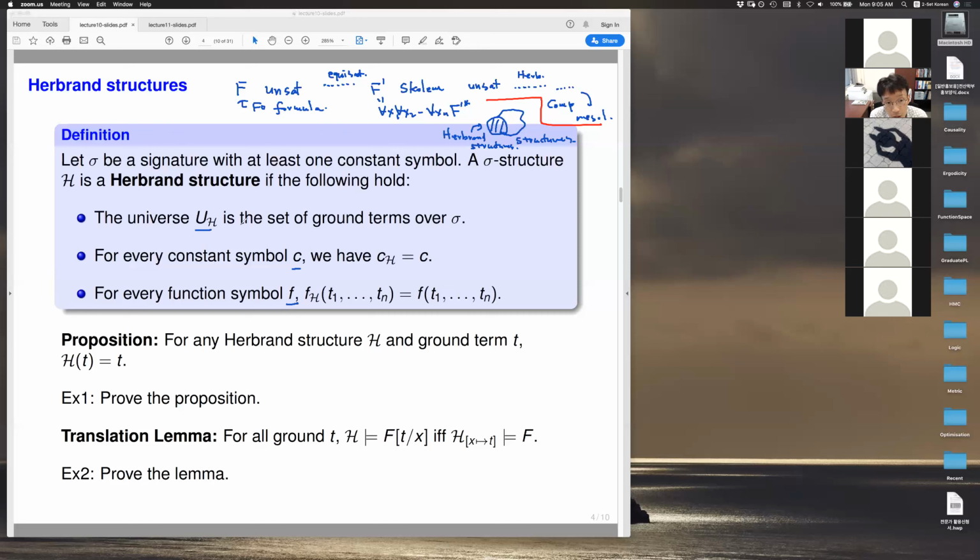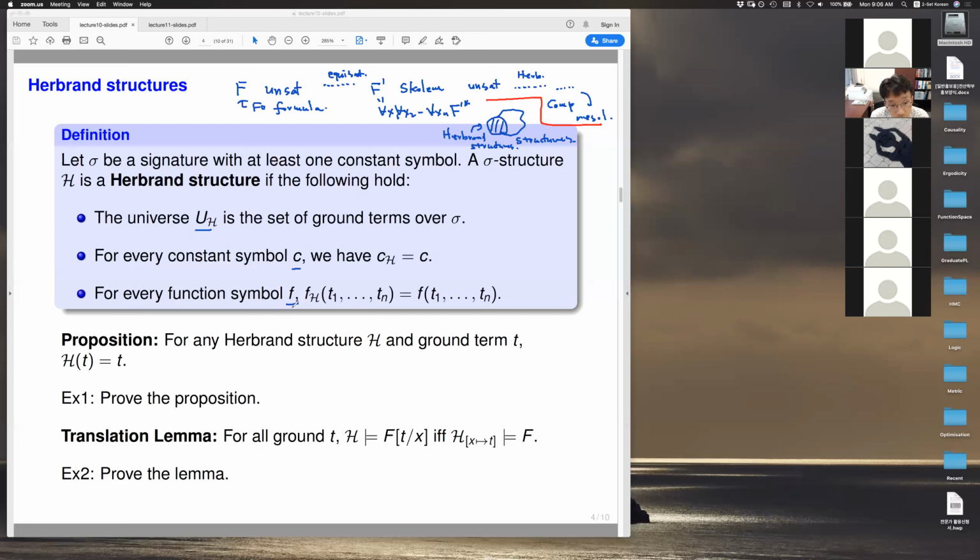The universe is fixed to be the set of ground terms over sigma, which means any term which doesn't contain any free variables. That's typically infinite, sometimes finite, but typically infinite. But that's a single set which is determined by the signature sigma. That's going to be the underlying universe of all the Herbrand structures over sigma. The interpretation of a constant is going to be itself, because the universe contains the constant symbol, and the constant symbol is interpreted as itself in the universe.